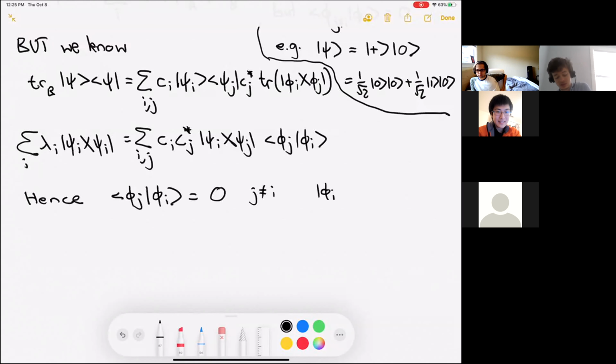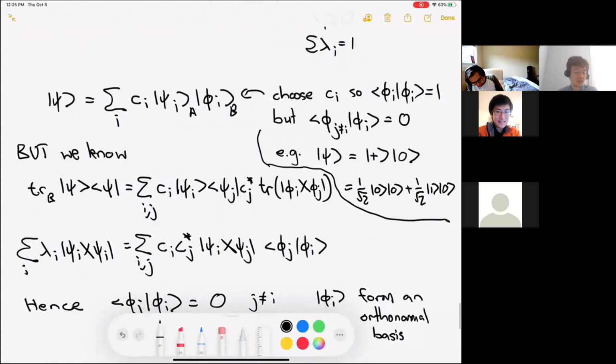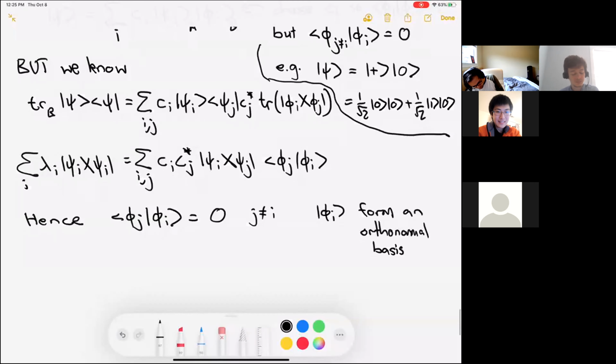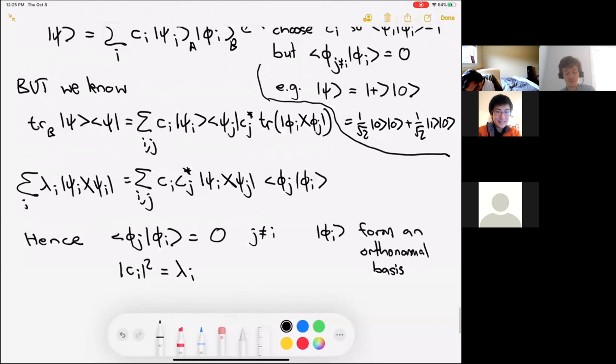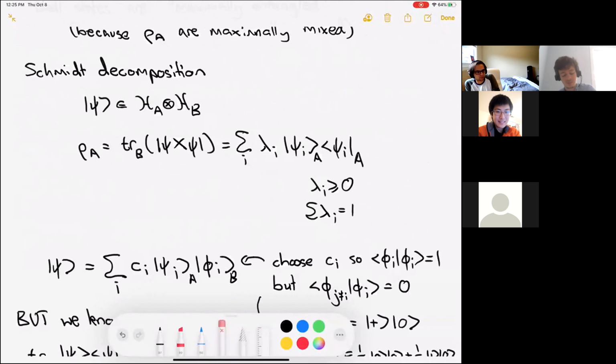So the phi_i form an orthonormal basis. This would not generally be true if we expanded A in some arbitrary basis, as we saw, but it is true when we expand it in the eigenbasis of the reduced density matrix. And we also have modulus c_i squared is equal to lambda_i. I call this lambda_i, but I'm going to switch to calling it p_i because that's what it is. It's a probability. It sums up to 1.